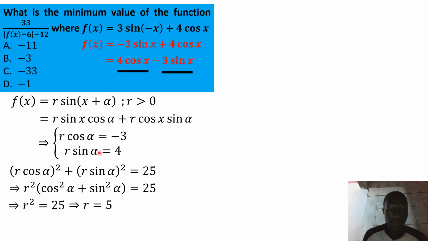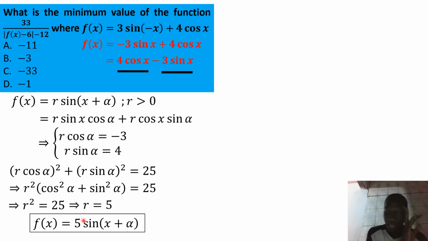From there, we don't actually need to find alpha in order to solve this question. So I'm not going to find alpha, though you could replace your r with 5 here and then make cos alpha the subject of the formula, then you can get alpha. It all depends on you. But anyways, I'm just going to leave alpha as alpha. So my f of x becomes 5 sine x plus alpha because my r has given me 5. So I have successfully completed the first step, that's the first process.